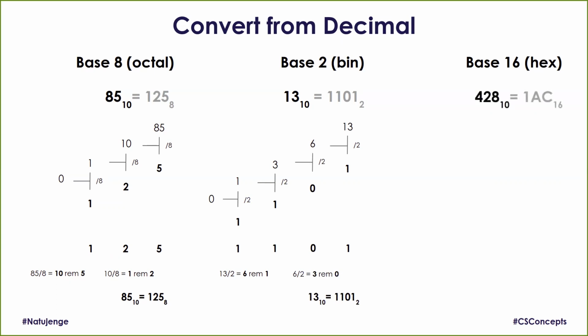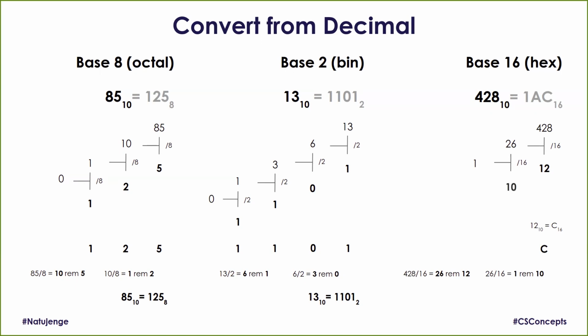So finally, let's look at base 16. And what you're going to do is we'll take 428 divided by 16, which will give us 26, remainder 12. Here we get a bit of complexity. 12, we know that 12 is the same as C in hexadecimal, so we represent it as C. And then we take 26 divided by 16, we get 1, remainder 10.